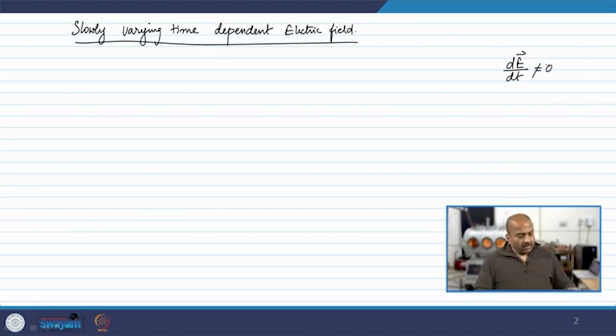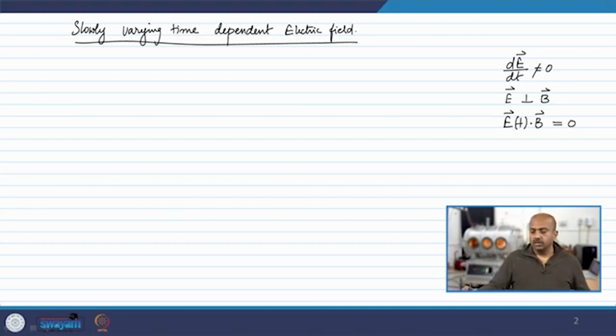So, for this case we will try to have a configuration in which the electric field and the magnetic field are perpendicular to each other. So, which means E of t dot B is equal to 0, right. So, the dot product is cos theta, cos 90 is equal to 0, right. So, we have a configuration like this.